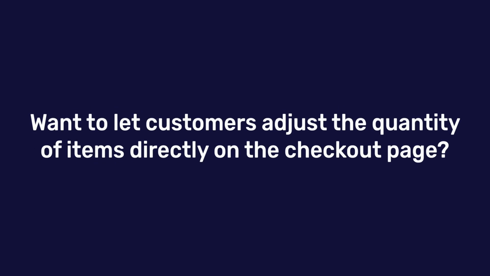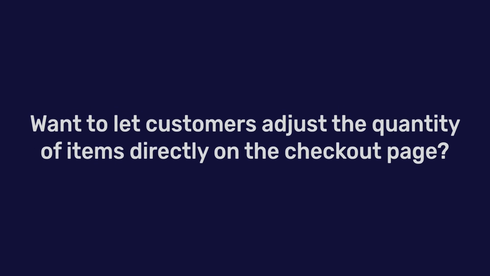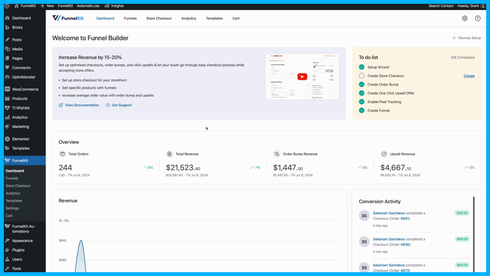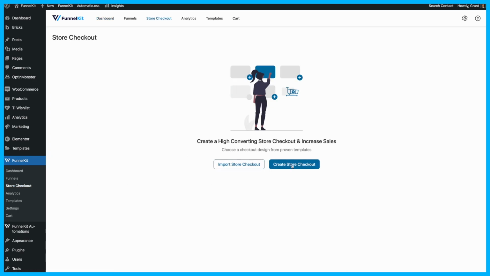Want to let customers adjust the quantity of items directly on the checkout page? Let's jump in. First, head to your WordPress dashboard and navigate to FunnelKit, then go to Store Checkouts. Click on Create Store Checkout.